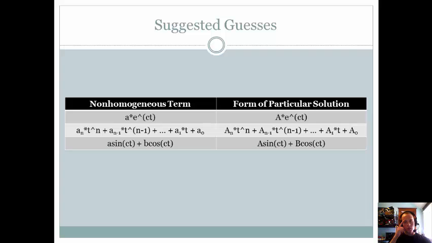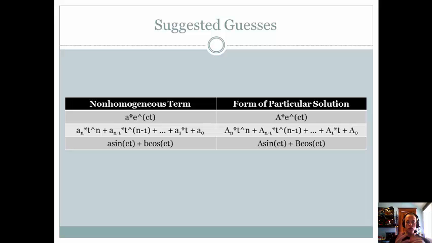So here we have a table that shows us our suggested guesses for each type of basic function. For example, if our non-homogeneous term, our g of t function on the right side in those second-order linear differential equations we were looking at earlier, were an exponential of the form little a times e to the ct, where little a and c are both constants, then our guess for our particular solution should be big A, which is just an unknown coefficient, times e to the ct, where c is the same as in our non-homogeneous term.